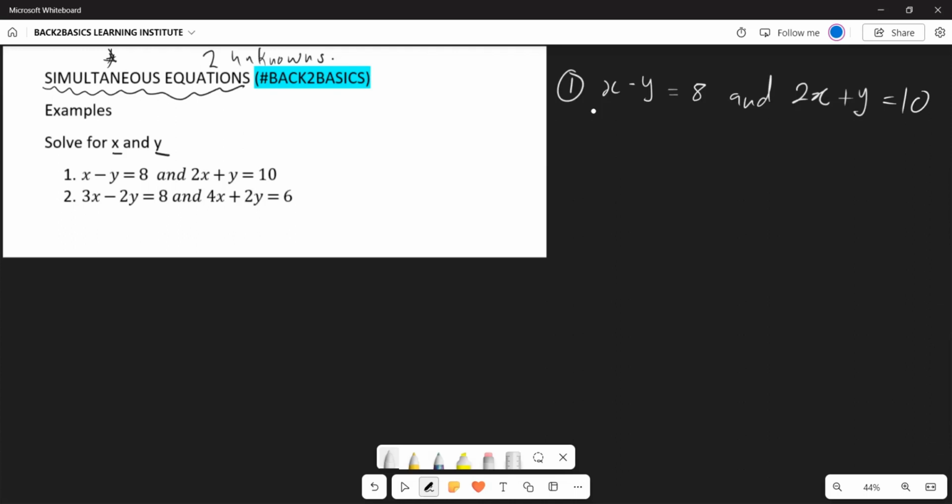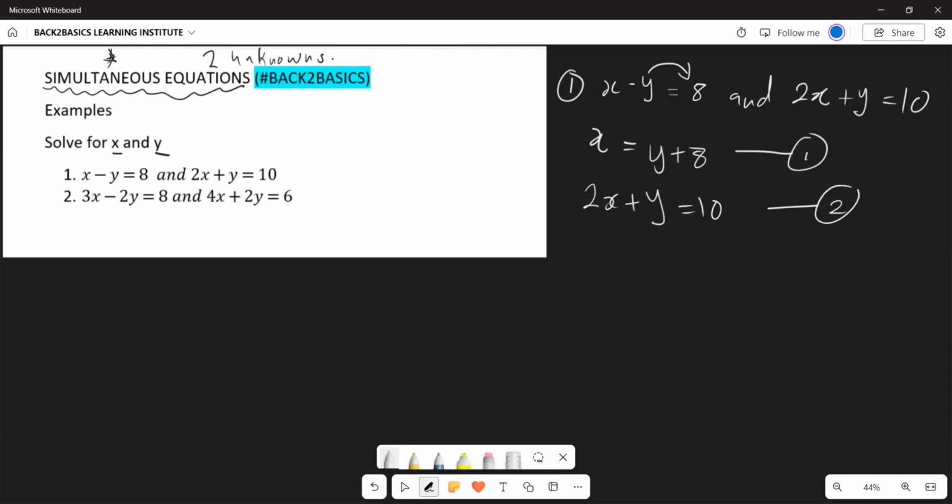In this case, for equation one, you're going to say x is equal to y plus 8. Remember, when you take the negative y to that side, it's going to become positive y, right? So this is going to be your equation one. Then the other one is 2x plus y is equal to 10, as your second equation.